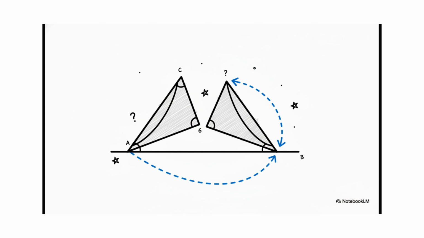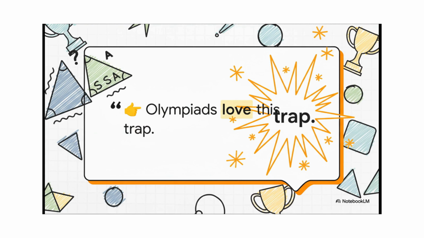And both of them satisfy the exact same starting information. Crazy, right? And hey, don't just take my word for it that this is a big deal. The source material for this explainer specifically points out that high-level math competitions, we're talking the Olympiads, they love to use this trap. It's how they test if you have a really deep understanding. So the takeaway is simple. If you see a side-side angle problem, slow down, proceed with caution.